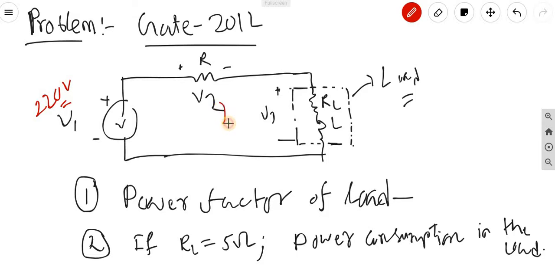In the given circuit, V1 is 220 volt, V2 is 120 volt, and V3 is 130 volt.